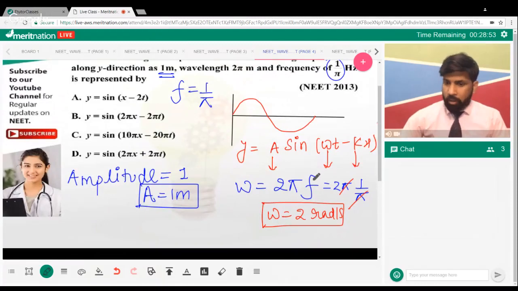Now that's fine. Now we need to find the value of k. And students, the formula of k is k equals 2 pi upon lambda. 2 pi upon lambda. So students, 2 pi.